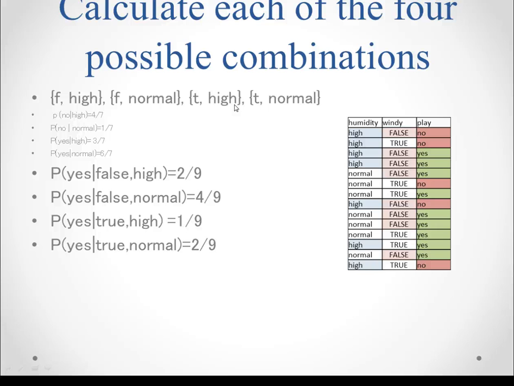So let's figure out the probability that it's false, and what does false mean? Not windy, and high humidity. So you do that, tell me that. This is the probability of false and high. Given false and high, what's the probability of yes?